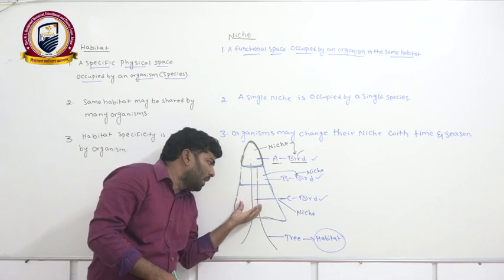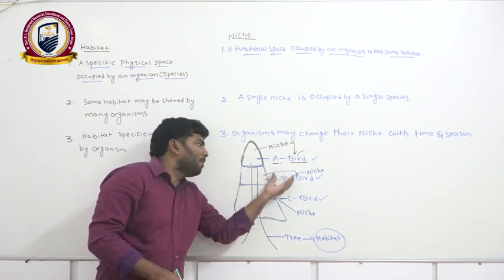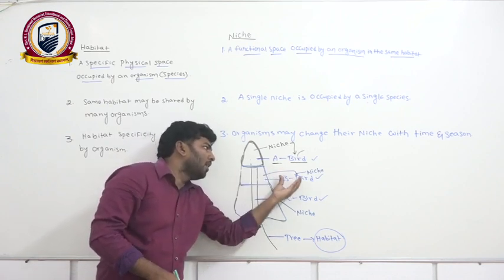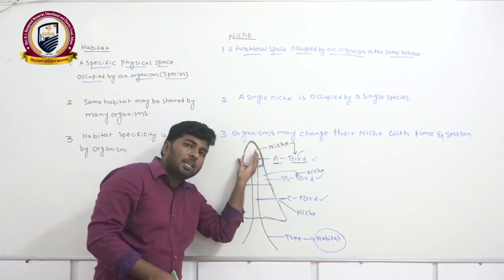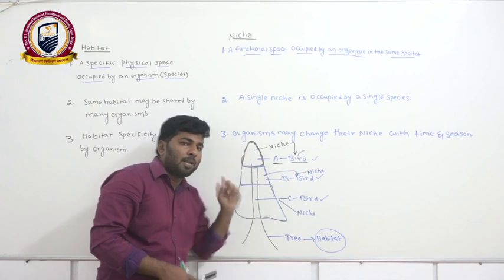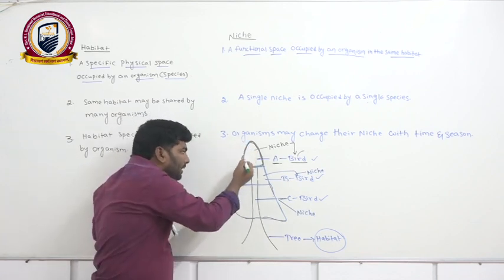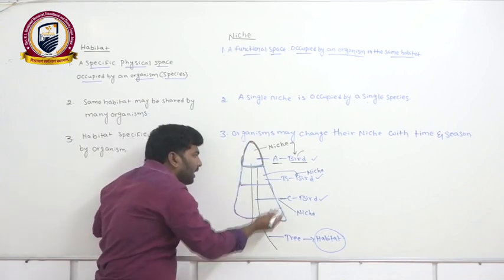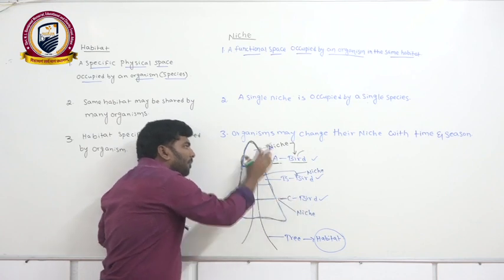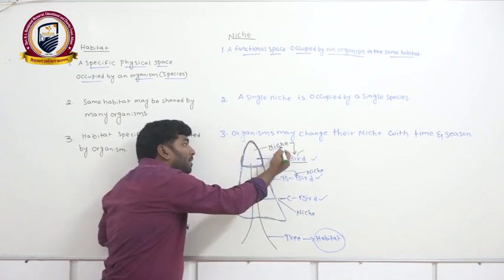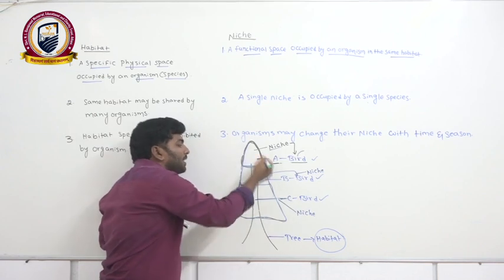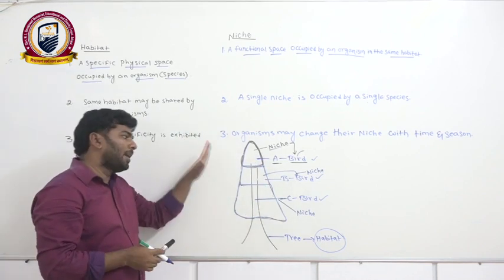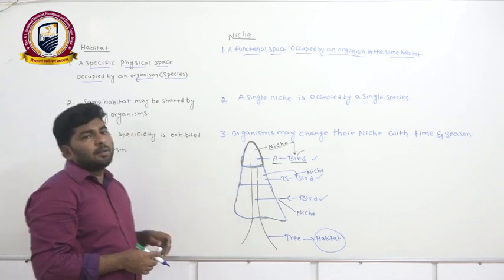They will live only in this particular place. B birds selected this place and live only here. A birds selected this place and live only here. So this is the habitat for three varieties of birds, but different varieties of birds have different niches. Habitat is the same, but niches are different.